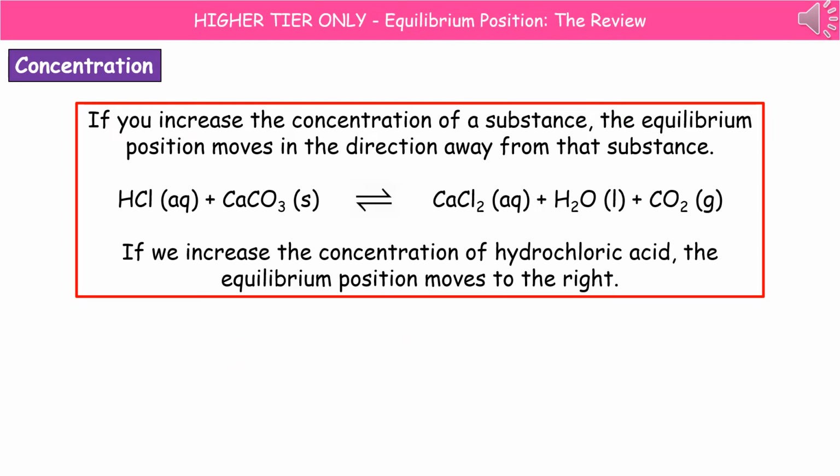The second condition we could change is the concentration. And if we increase the concentration of a substance, then the equilibrium position moves in the direction away from the substance we've increased the concentration of. So again, we've got our example in the middle there. And if we were to increase the concentration of the hydrochloric acid, which is HCl on the left, then the equilibrium position moves to the right because it moves away from the direction of the substance we increased the concentration of.